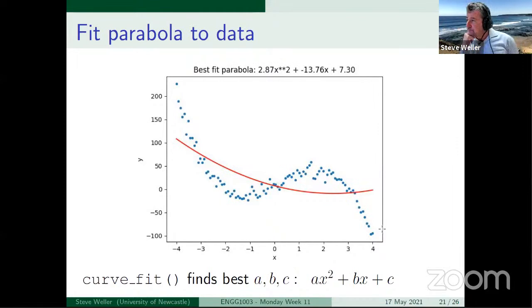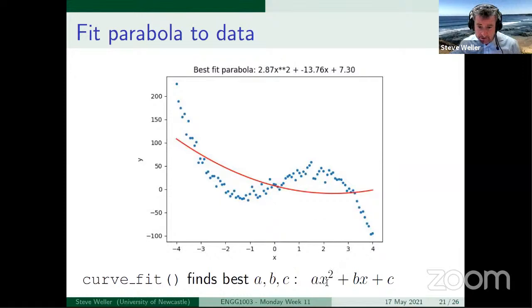So what's the lesson you take away from this? Curve fit's not gonna do magic for you. If the data is not well described by a parabola, the Python SciPy library function curve_fit can't do anything about that. It'll find the best A, B, and C, and there they are. You can see in the title of the graph, the best A is 2.87.